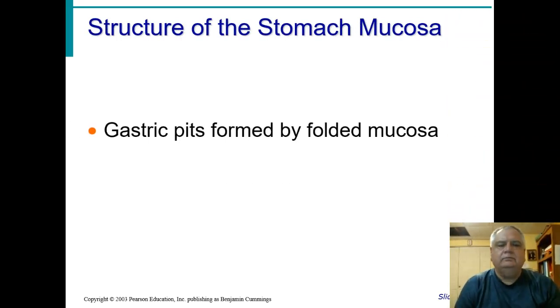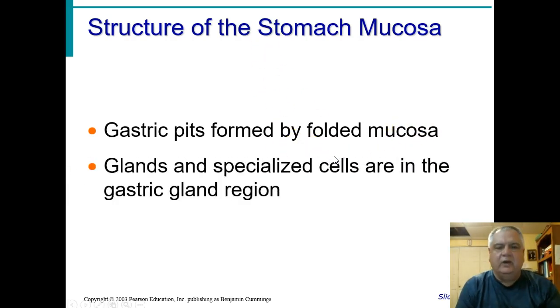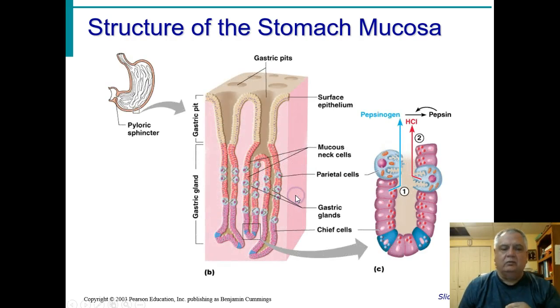Okay. Continuing on, we take a look at those gastric glands. They're at the base of structures called gastric pits. These gastric pits are formed by folded mucosa. Now, not the rugae that we talked about earlier, but inward folds of the mucosa. These gastric pits lead to glands and specialized cells that are in the gastric gland region.